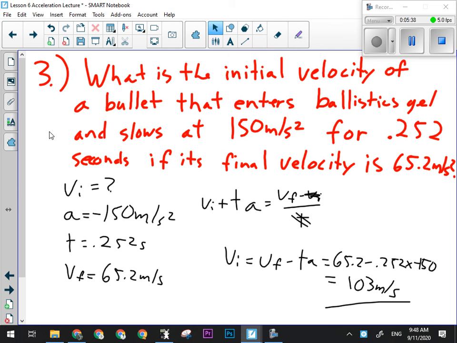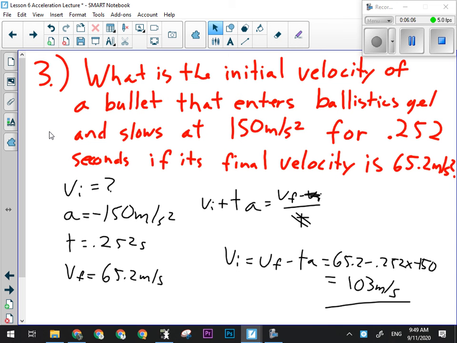Is the acceleration that would be experienced by a real bullet going into something like ballistics gel going to be pretty large? It is, and that's what causes all the damage. Usually the bullet will also change shape and partially disintegrate as it goes through and leave little pieces of itself, which can be really harmful. But it's that massive deceleration that causes people to fall and causes damage to bodies.